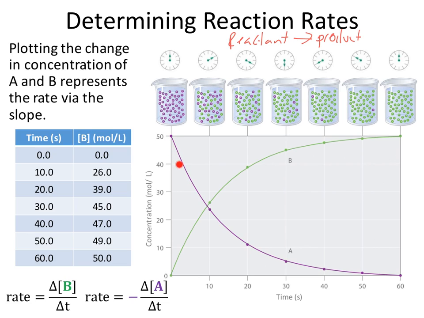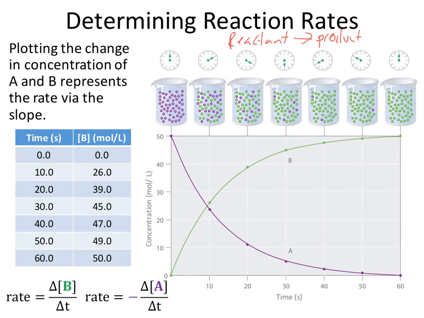Initially, we see this rate is very steep. So the consumption of A is very, very steep. And as the reaction progresses, it becomes flatter and flatter. The steepness of the slope decreases. Now the same thing happens for B. We initially have a very, very high slope, and then it starts to taper off and plateau.